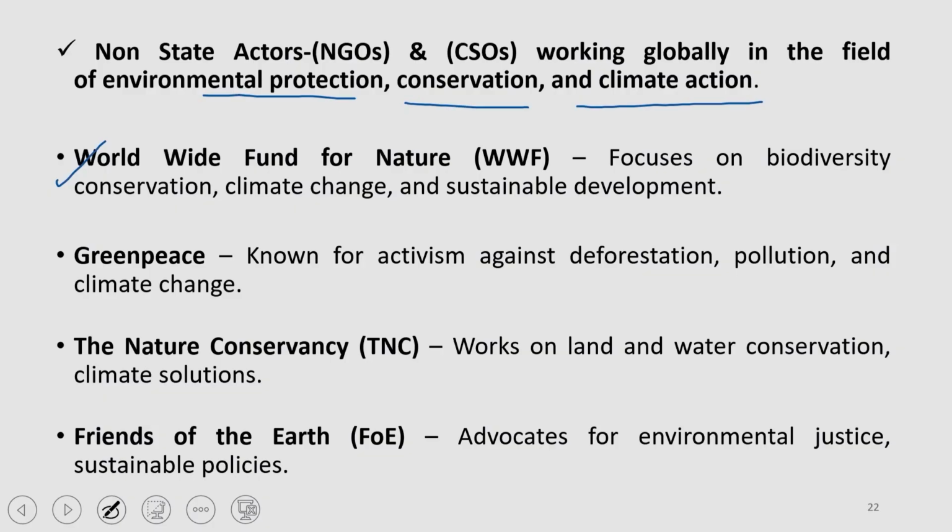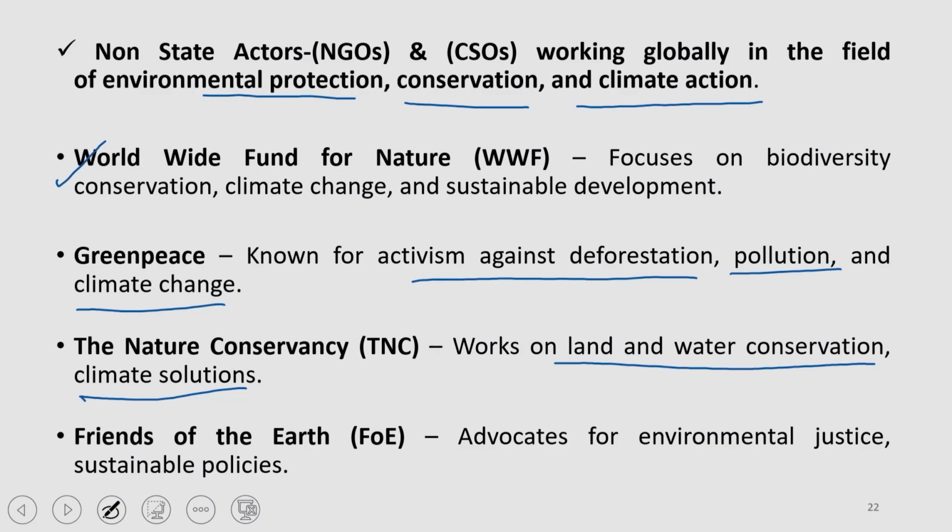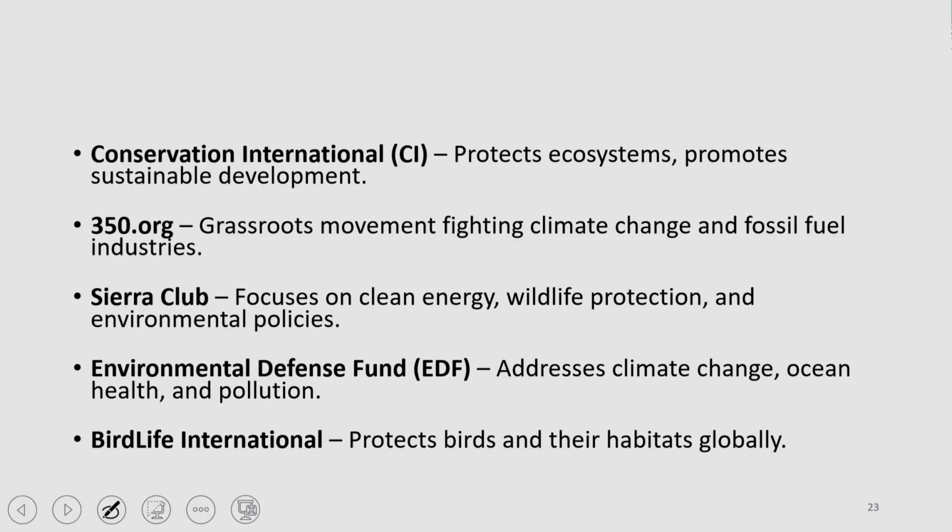Another important name is Greenpeace, which is also known for activism against deforestation, pollution and climate change. Then there is TNC, the Nature Conservancy, which works on land and water conservation and climate solutions. Along with that, we can see FOE, which we have also seen in the previous lectures, and I have referred to it several times, and it advocates for environmental justice and sustainable policies. Another one is CI, Conservation International, which protects ecosystems and works for the promotion of sustainable development.